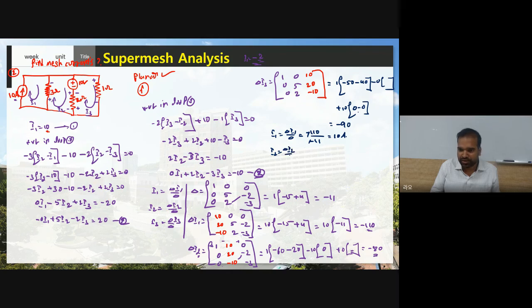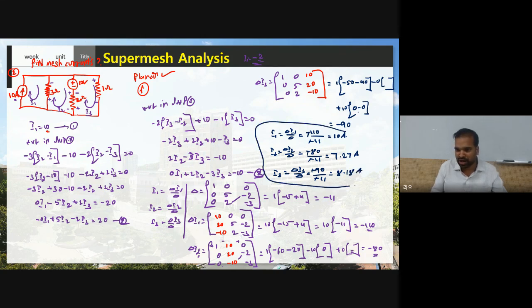Now I2 equal to delta I2 by delta. So what is delta I2 here? Minus 80 by delta means minus 11. So this minus minus will get cancelled. Therefore, I2 equal to 7.27 ampere. So here I3 equal to delta I3 by delta. So delta I3 means the determinant is minus 90, and delta means minus 11. Minus minus will get cancelled. Therefore I3 you will get 90 by 11, which is 8.18.